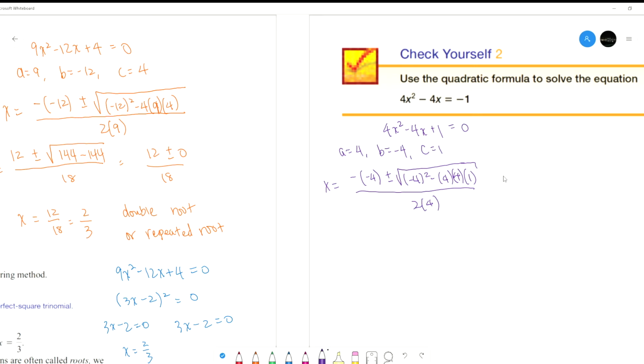Does that look good to you? Now on the left hand side, this is positive 4. So I'm just going to continue to the right, save some space. So I got 4 plus or minus radical 4 squared is 16 minus 16 over 8. 16 minus 16 is 0, right? So we have 4 over 8 is equal to 1/2. We have a repeated root of x equals 1/2. Did everyone get that?